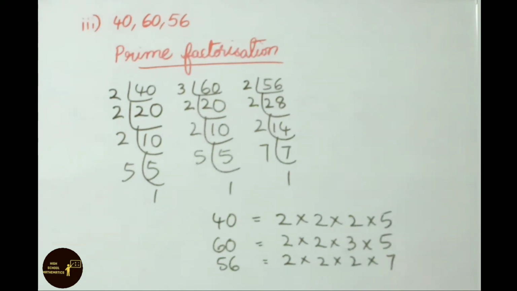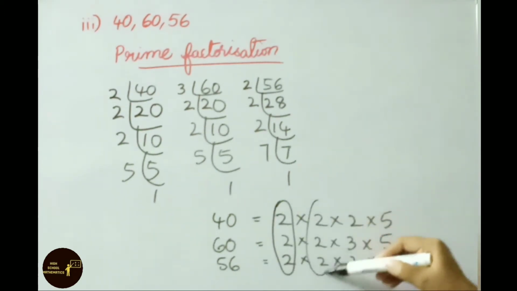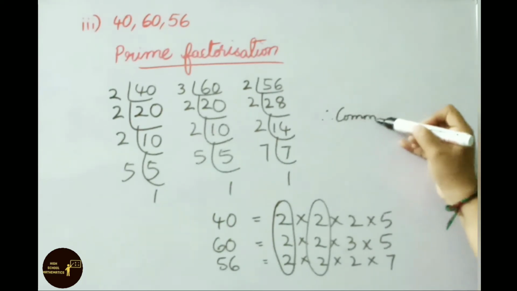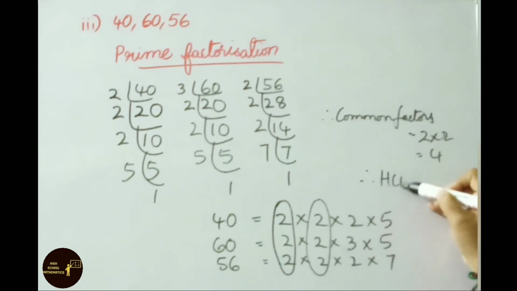Now let us take the common factors in all three. 2 and 2. Therefore, common factors equals 2 into 2, that equals 4. Therefore, HCF of given numbers 40, 60 and 56 is 4. In both the methods, we got HCF as 4 only.